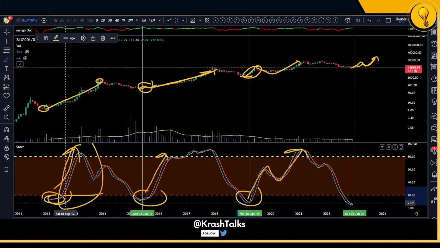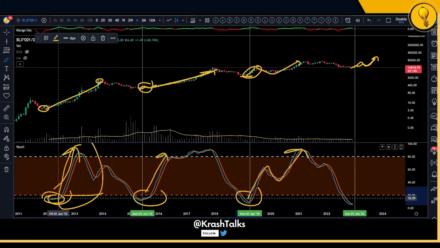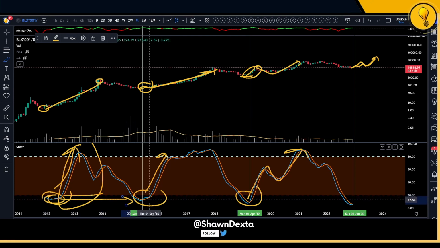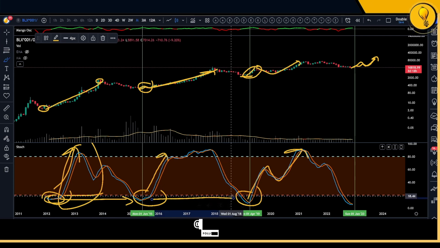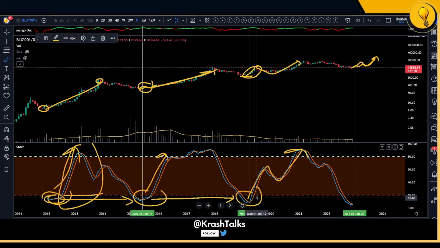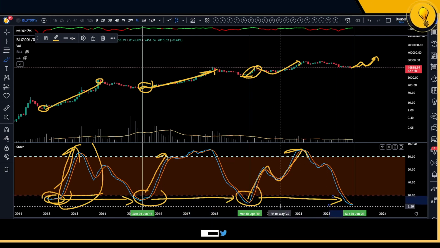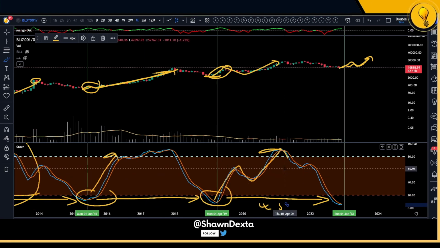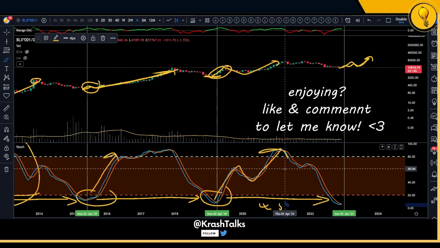And if you guys do notice, all of these crosses have happened 4 years apart, right? 2011, 2015, 4 years apart. 2015, 2019, 4 years apart. 2019 to 2023, 4 years apart. My oh my. So hey, is it time? Is it time for the next bull run in the next month or so?